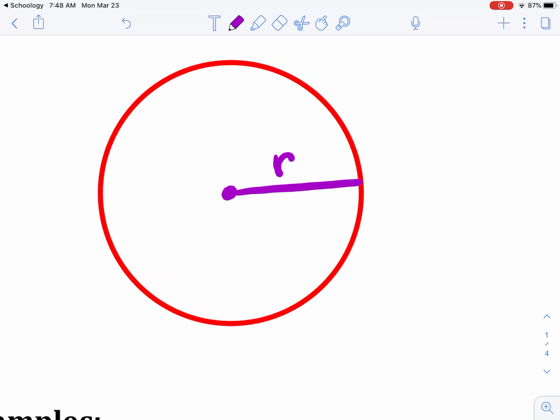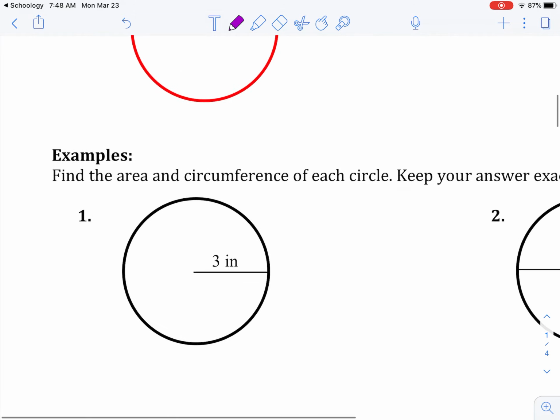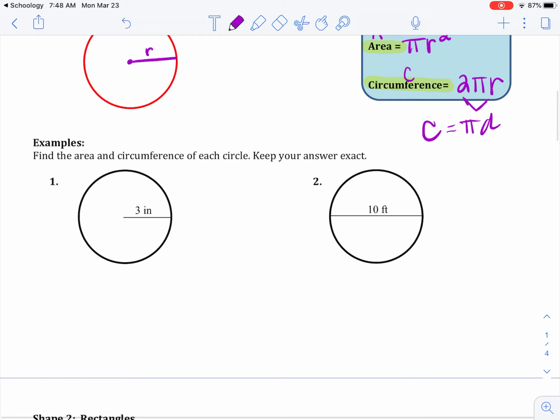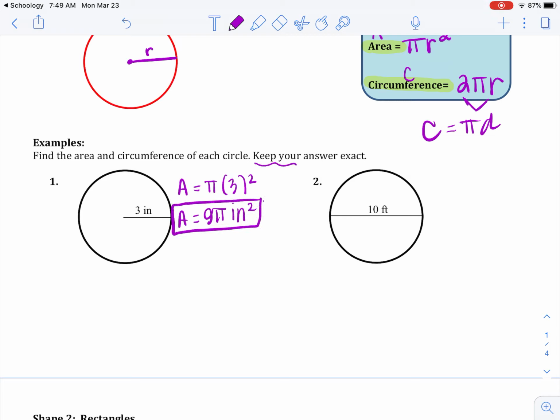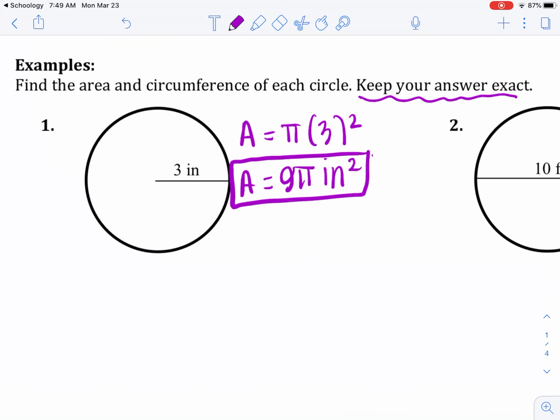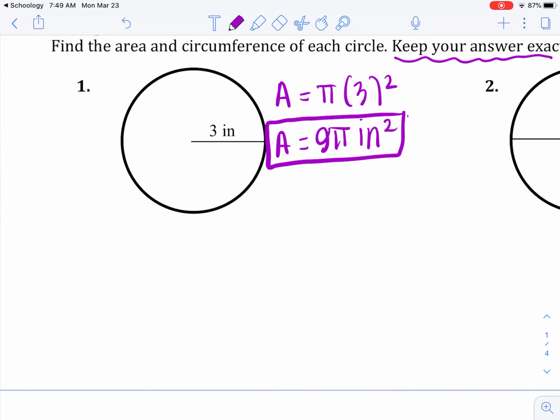All you have to remember in order to do these problems is that radius is the distance from the center to any point on the circle. All right, let's find the area and the circumference of each circle. Keep your answer exact. All that we need is the radius. Let's start with area. Area equals pi times the radius, which is 3, squared. So we have area equals 9 pi, and now we need a unit. Area is in square units, so this is inches squared. Also notice it says keep your answer exact, so we do not use our calculator for anything.